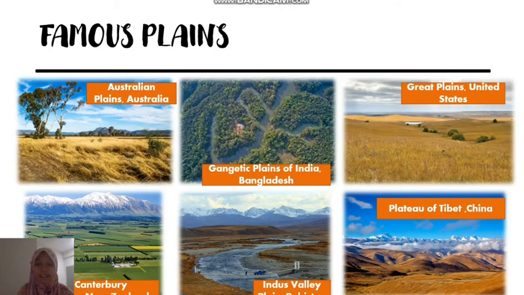Here are the six famous plains: Australian plains, Gangetic plains of India and Bangladesh, Great Plains, United States, Canterbury Plains in New Zealand, Indus Valley Plains in Pakistan, and Plateau of Tibet in China. So you're going to choose one from these six plains and do some research about them.